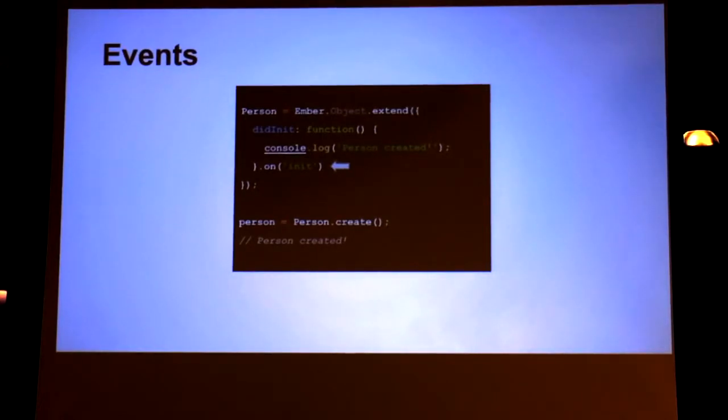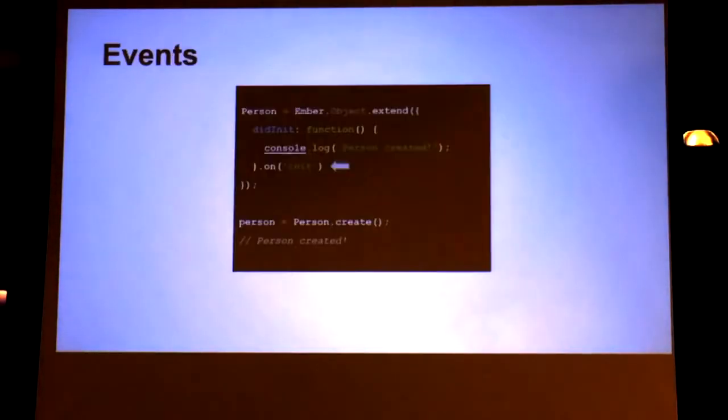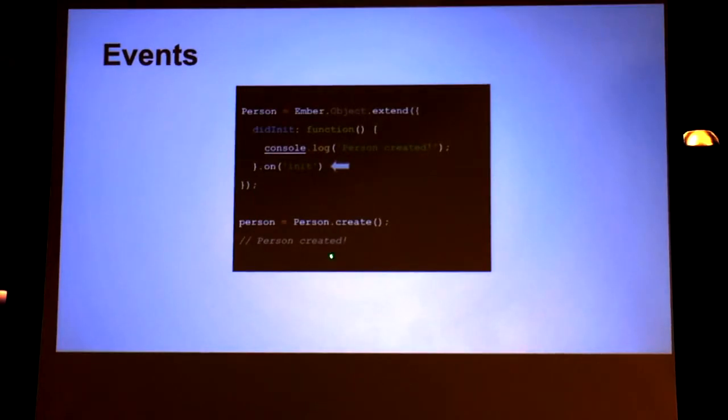The only lifecycle hook in an Ember object is init, but more complex objects that inherit from Ember object have different ones. Ember Data has quite a few. So we can do that with .on, and then we just pass in the event we want to watch. And so when I create the person, it actually logs out to the console.